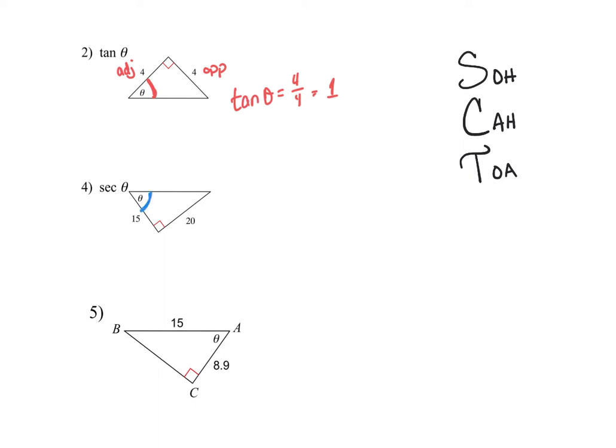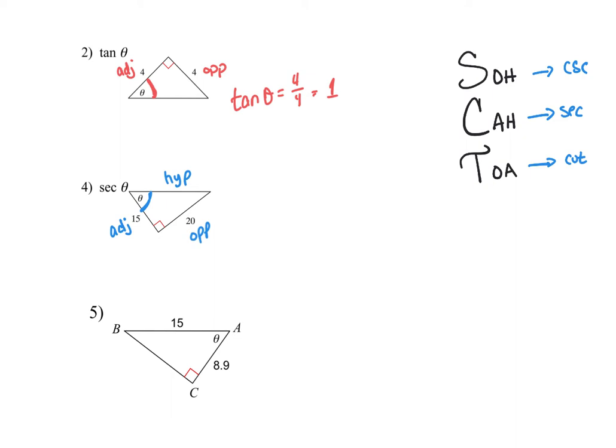This guy is opposite. This is adjacent. And this is hypotenuse. So you do have to know your reciprocals. The reciprocal of sine is cosecant. The reciprocal of cosine is secant. And the reciprocal of tangent is cotangent. Okay? So if they're asking for secant, find your cosine, and then just flip it upside down.